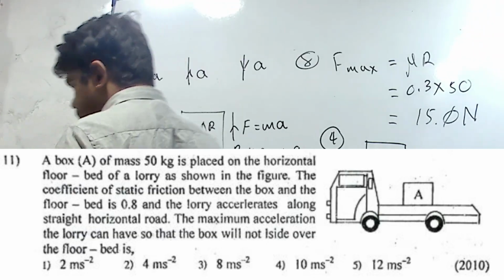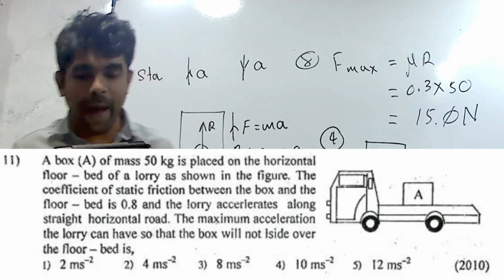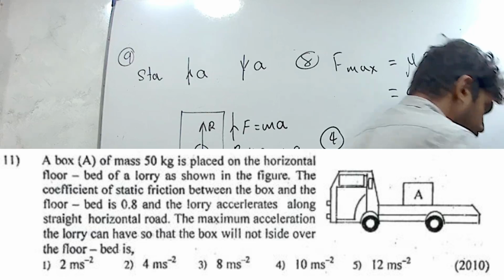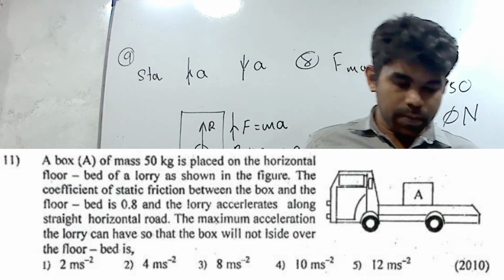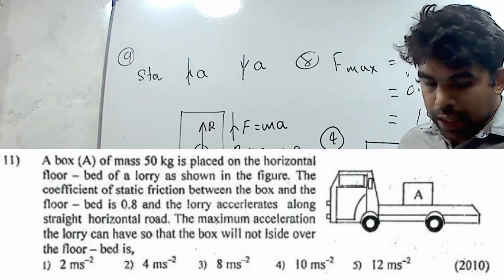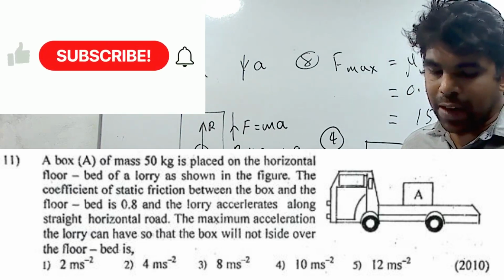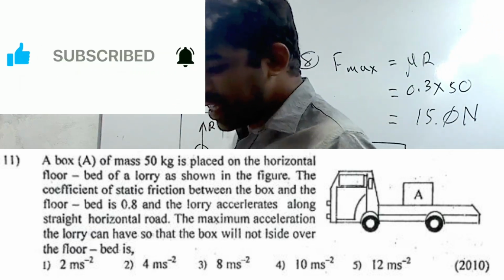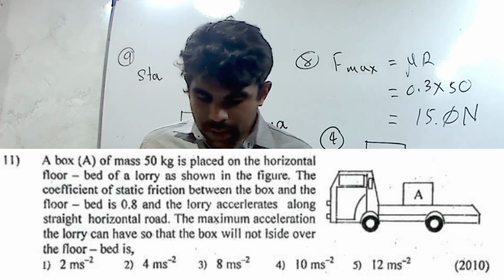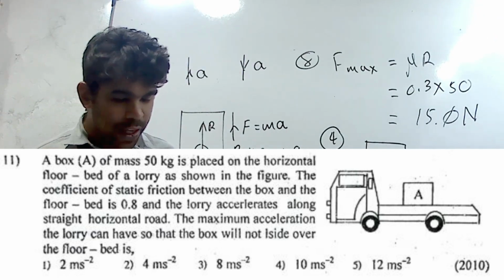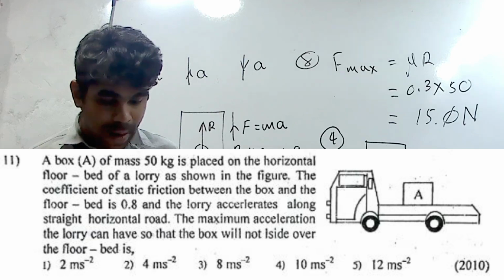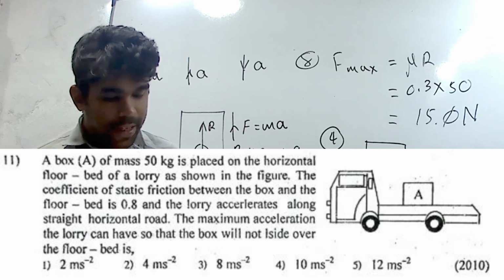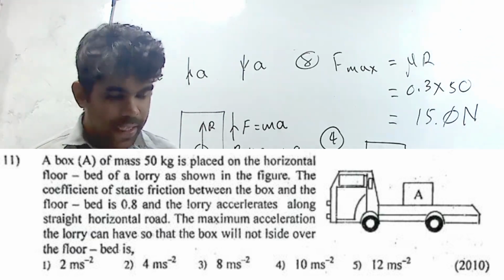Question number 11. A box of mass 50 kg is placed on the horizontal floor bed of a lorry, as shown in the figure. The coefficient of static friction between the box and floor bed is 0.8 and the lorry accelerates along the straight horizontal road. The maximum acceleration the lorry can have so that the box will not slide over the floor bed is.